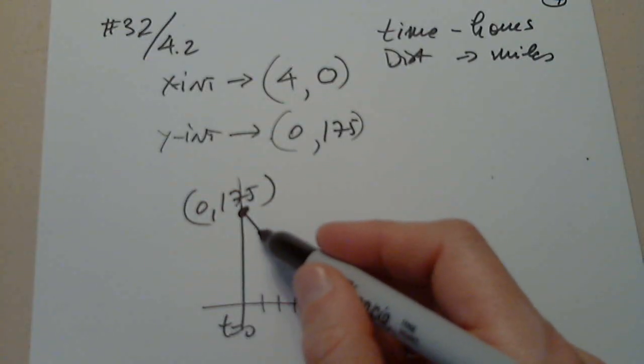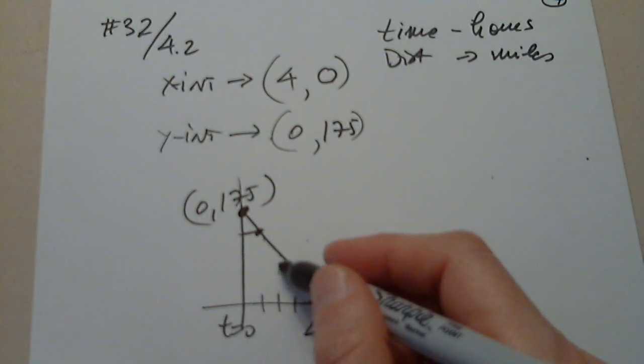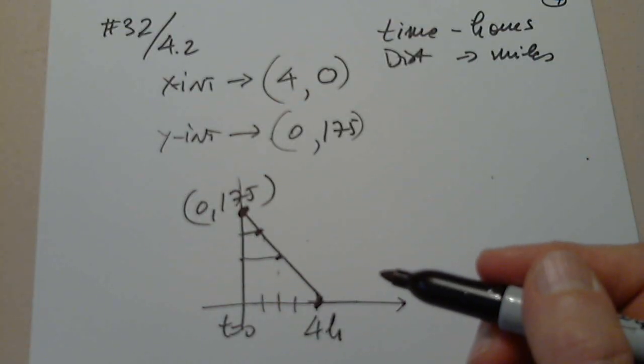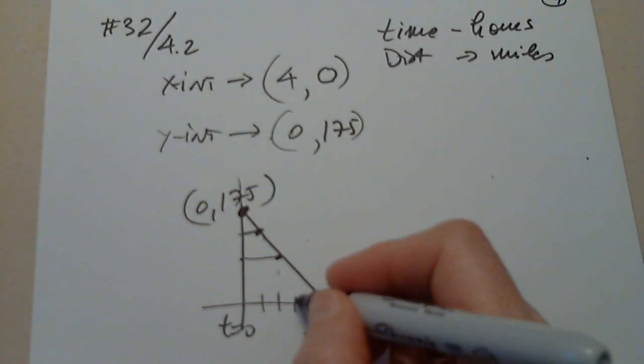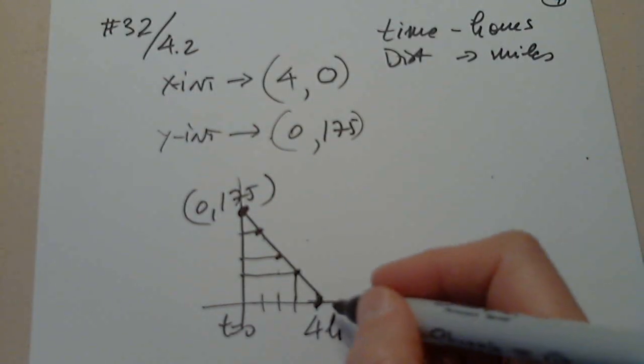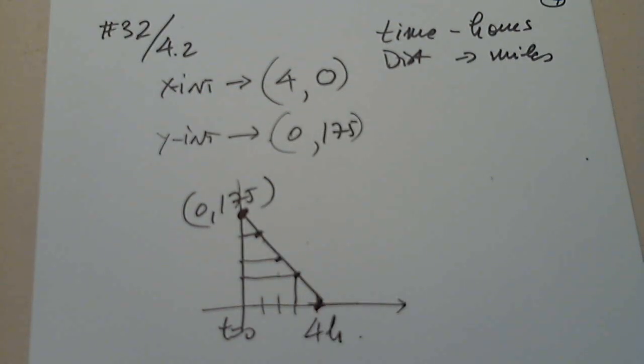So an hour later, let's say we were at 100 miles away. 2 hours later, we were at 95. I'm putting some numbers in. At 3 hours later, we were here. But 4 hours later, from the beginning, we reached our destination. Any questions? Good. Let's look at 33.